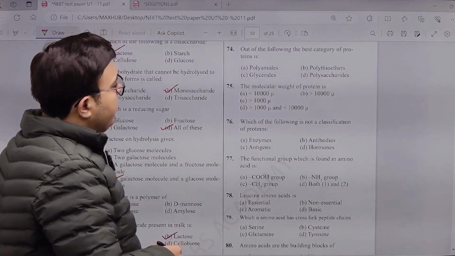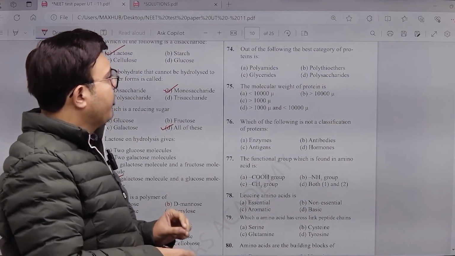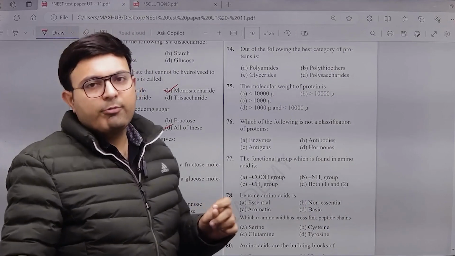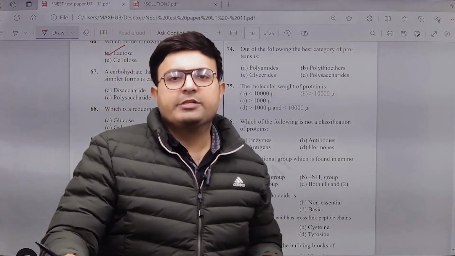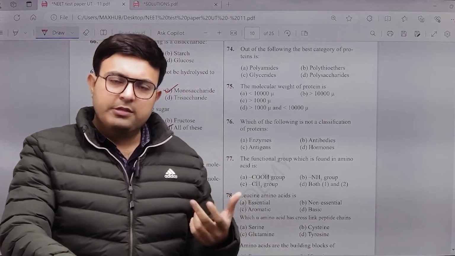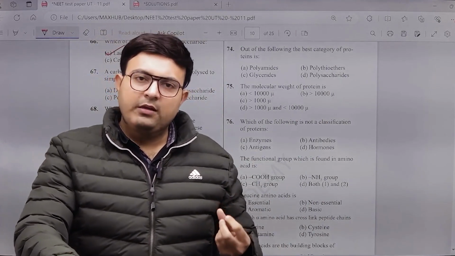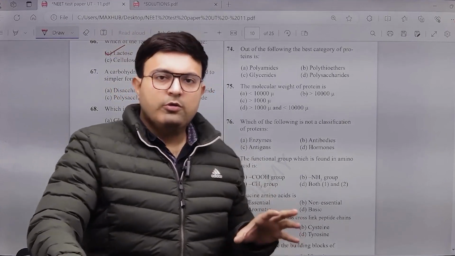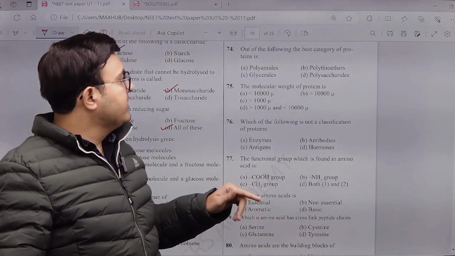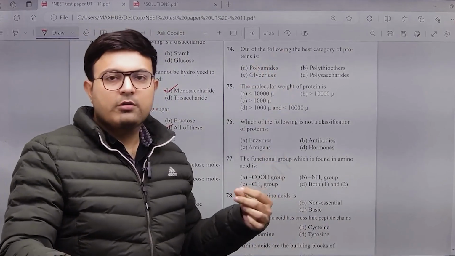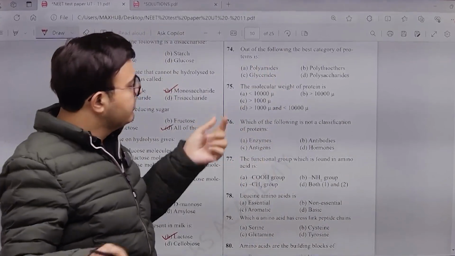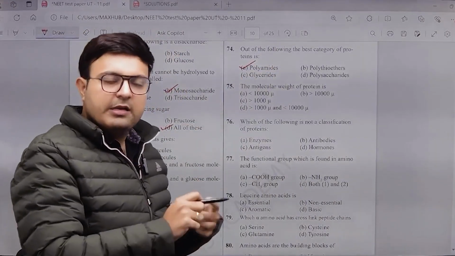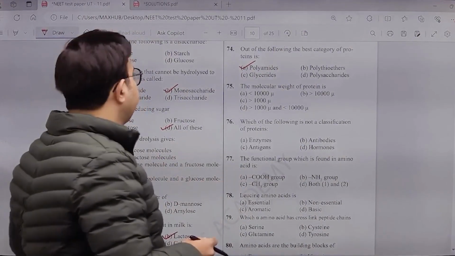Out of the following, the best category of proteins is. You have to tell which is the best category of protein. That category will be best which is naturally occurring. The ones you have to synthesize will not be the best category. The best category is naturally occurring and abundant, and that type is polyamides, like I was telling you, the polypeptides. This is the best category of proteins because these are naturally occurring and very abundant.